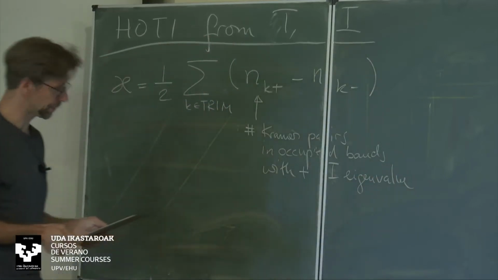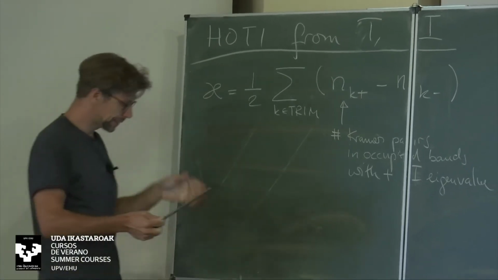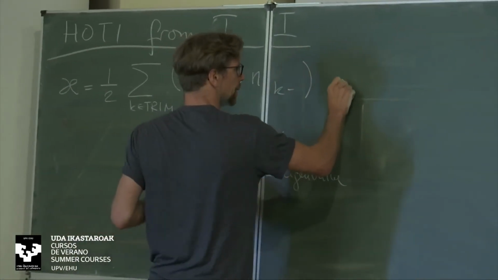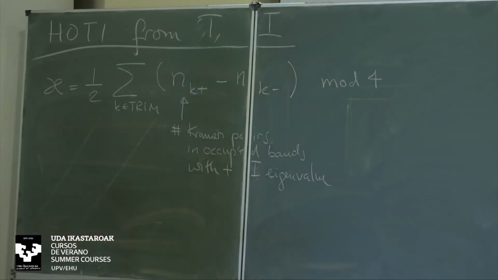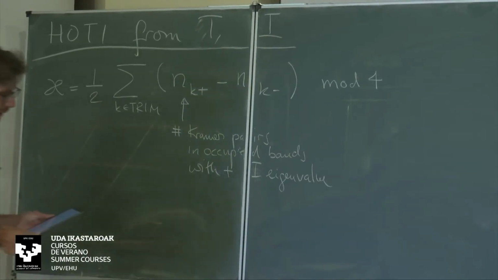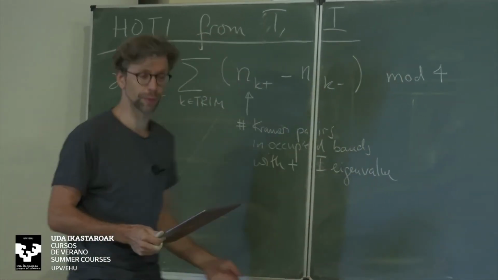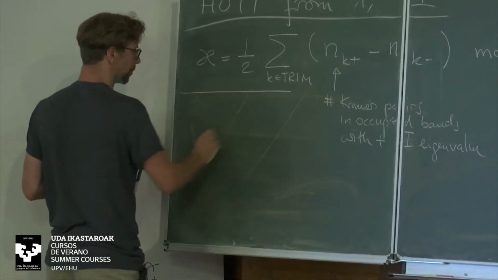So this basically counts the number of band inversions, this kappa, yeah? And what I want to argue, or it turns out, is that this thing is not defined modulo 2 as the Fu-Kane criterion suggests, but it's actually defined modulo 4. And so let's go through these 4 possibilities.